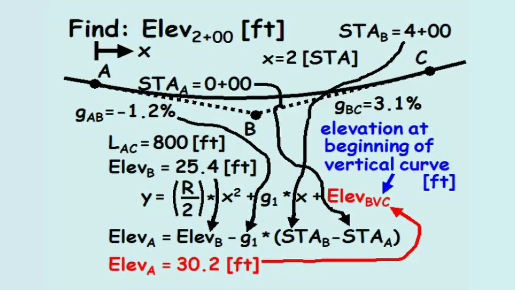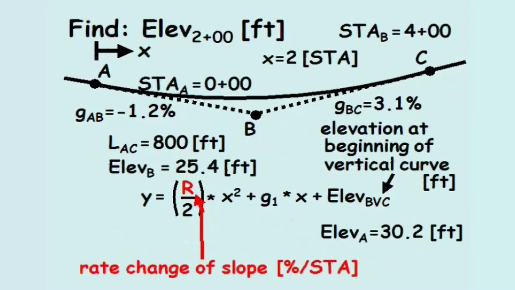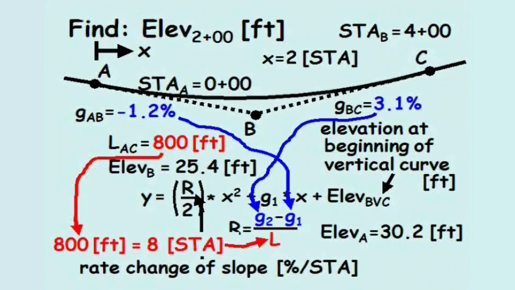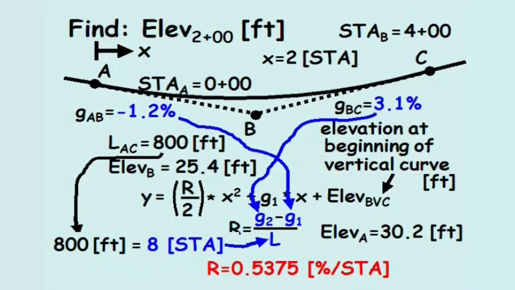The last variable to solve for is the rate change of slope, which equals the grade change divided by the length of the curve. G2 and G1 refer to the slopes of line segments BC and AB, respectively, and the length of the curve, AC, is given as 800 feet, or 8 stations. This makes the rate change of slope equal to 0.5375% change in slope per station, or for every 100 feet.